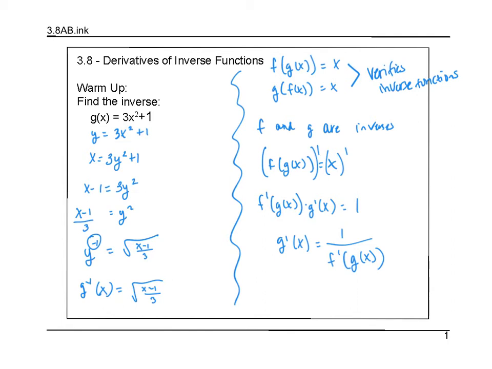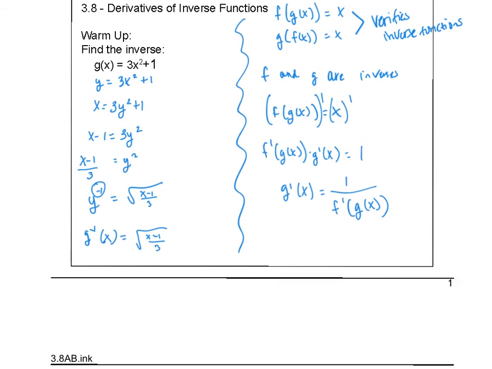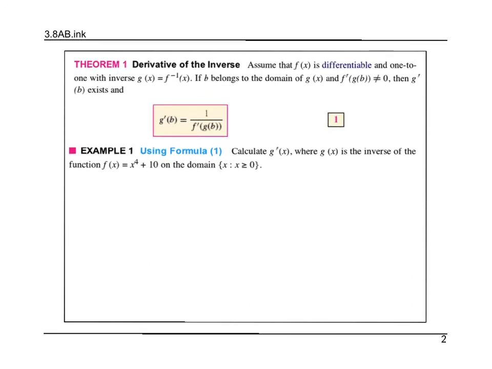Of course, the rule is about to be introduced in a moment, but this is what we're going to accept as our rule. But here's the proof. So derivative of the inverse, assuming that f is differentiable and 1-to-1 with the inverse g equaling f inverse of x, if b belongs to the domain of g and f prime of g of b does not equal 0, right, that won't cause a 0 in the denominator of this rule, then g prime of b exists. And here it is. So we just proved it in general with an x. This definition is just giving it at a specific value of b.